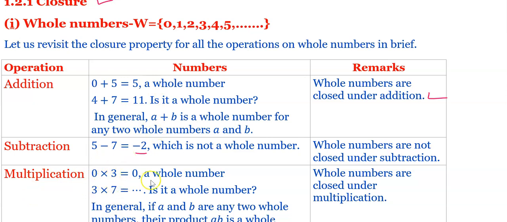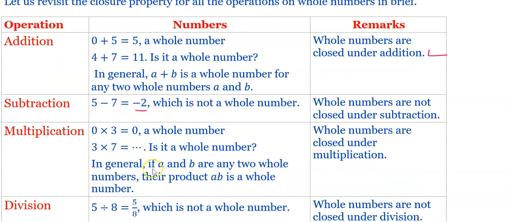0 into 3, that is 0, it is a whole number. 3 into 7 is 21, it is again a whole number. In general, if a and b are any two whole numbers, then their product AB is a whole number. Then what is my remark? What is my conclusion? Whole numbers are closed under multiplication.